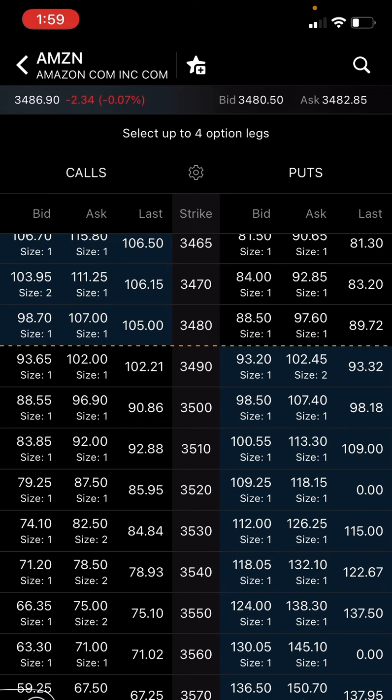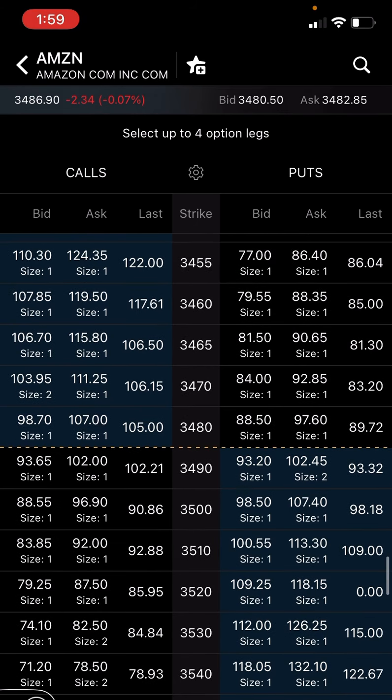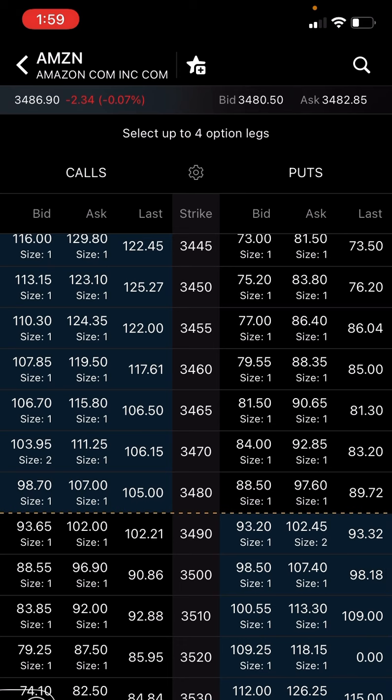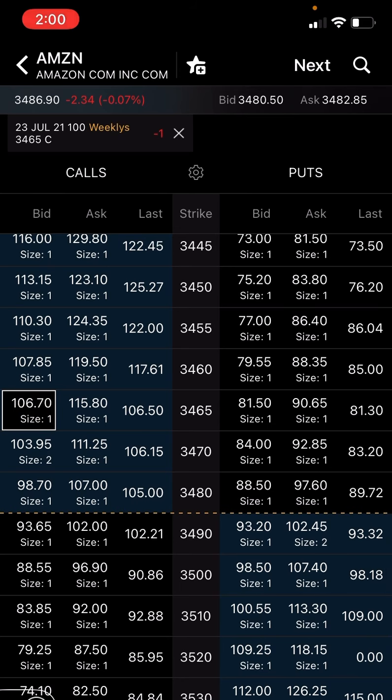So now let's say in a different scenario, let's say I wanted to short this call. Remember, that's a bearish strategy because you're betting on it going down. This is a vertical call spread, but it's a vertical call credit spread, okay?